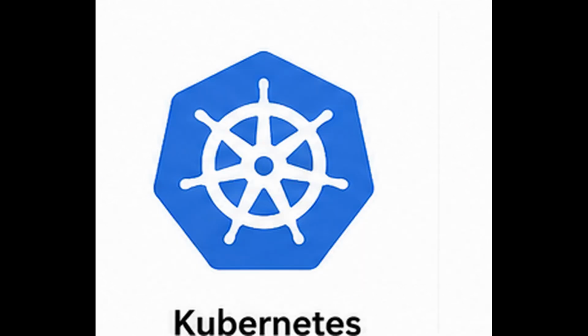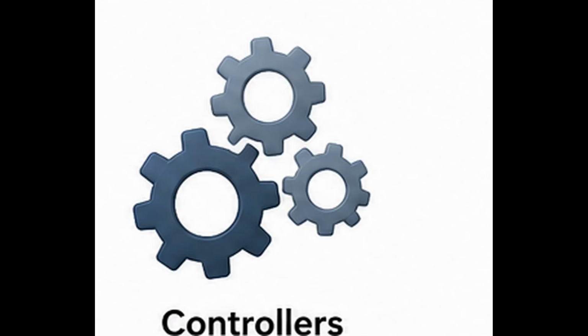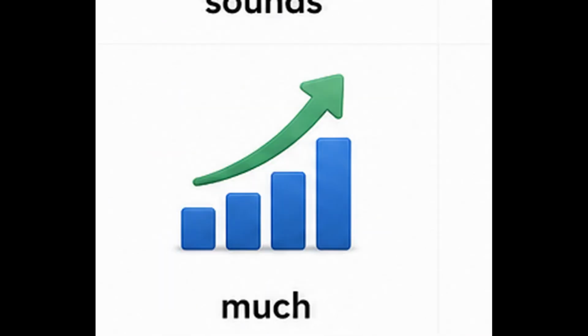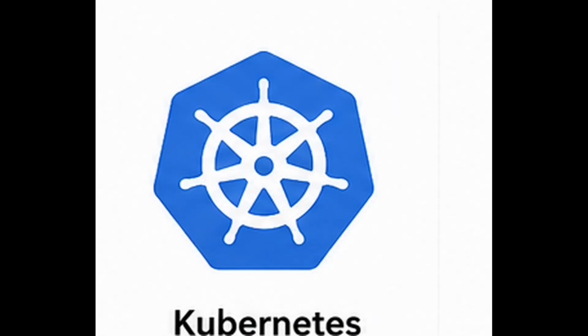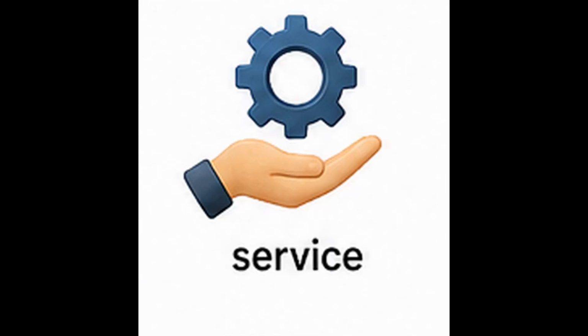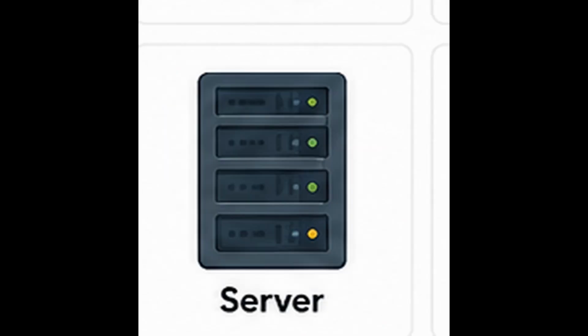If you've been working with Kubernetes for a while, you've probably heard about admission controllers. And if the term sounds complicated, don't worry. The idea is actually much simpler than it sounds. Think about what happens when someone creates a resource in Kubernetes. Maybe they create a pod, deploy an application, or create a service. Kubernetes receives that request through the API server.